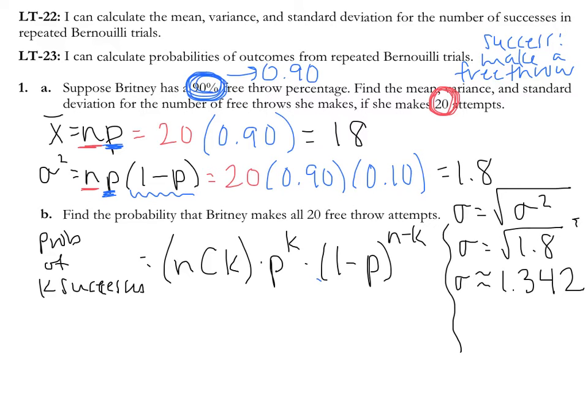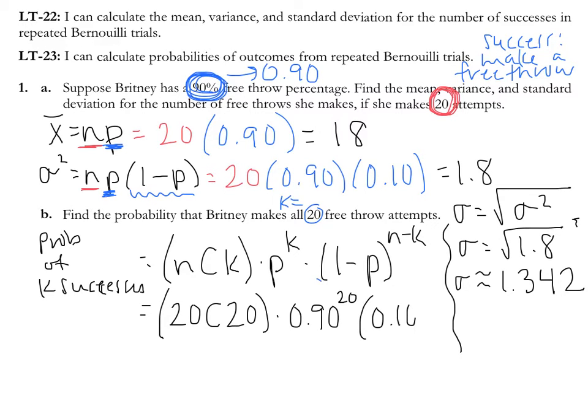So in our problem here, k is the number of successes. So k is 20. And n and p are the same thing that they were for the first problem. n is the number of trials you do, and p is the probability of getting success on any single trial. So the probability will be given by 20 choose 20 times 0.90 to the 20th times 0.10 to the 0th power.